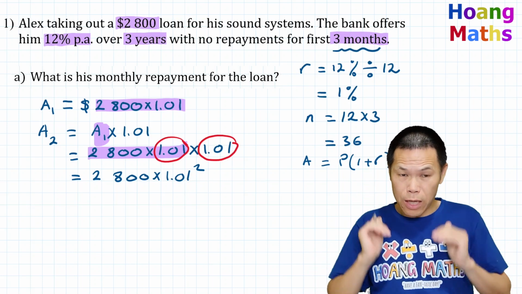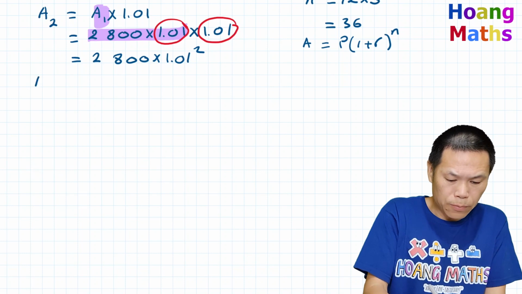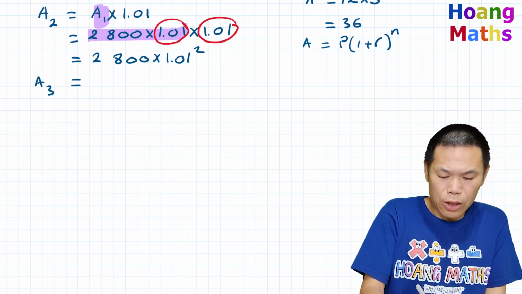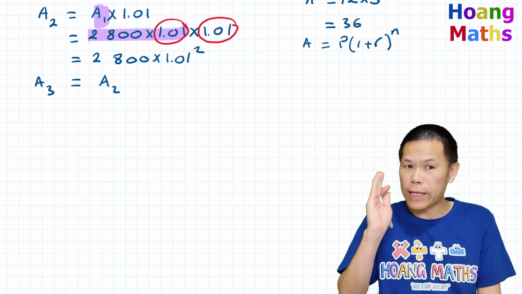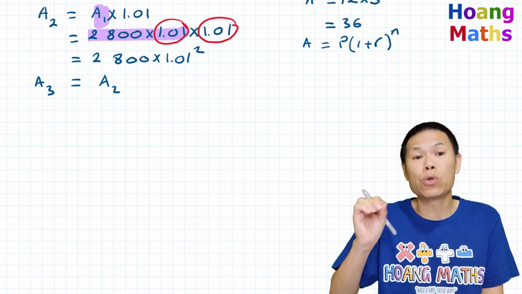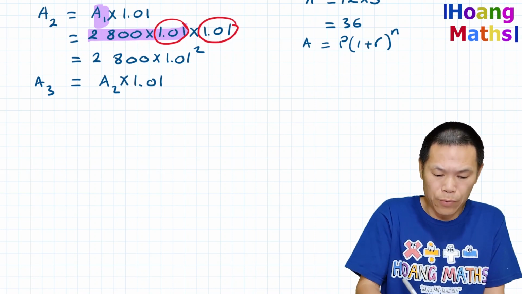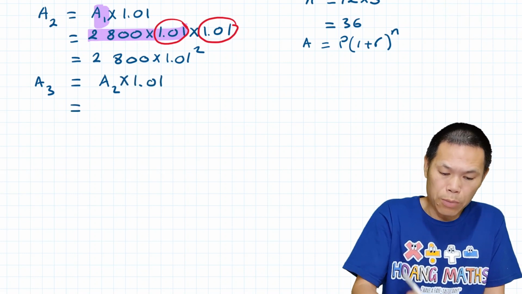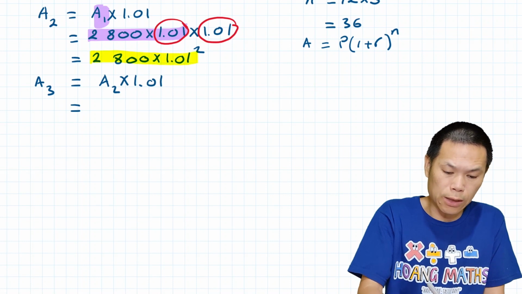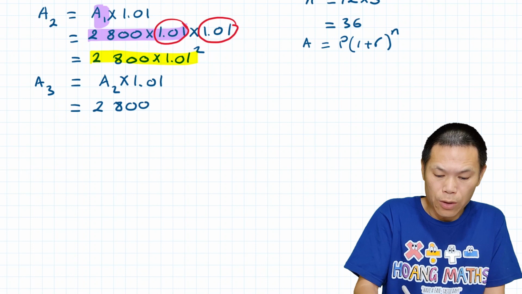And at the end of the third month, let me just move this up. So A3. That means it's A2, that's how much you owe at the end of the second month. But then at the end of the third month, he pays interest on top of that, so that means times by 1.01. Because A2 is this, that means 2,800 times 1.01 squared.